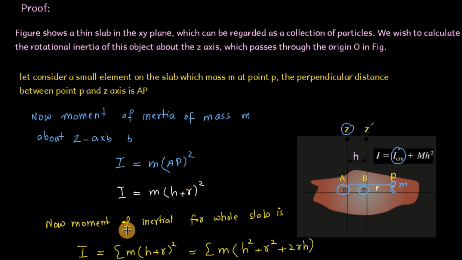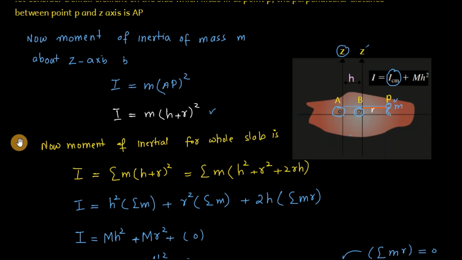Now what is the moment of inertia of the whole slab? This is the rotational inertia for this small m, but this object, this slab, consists of various small particles m. So what will be the rotational inertia for this whole object? That is, rotational inertia for this whole object is I equals sigma m, for the whole object, into (h plus r) square.